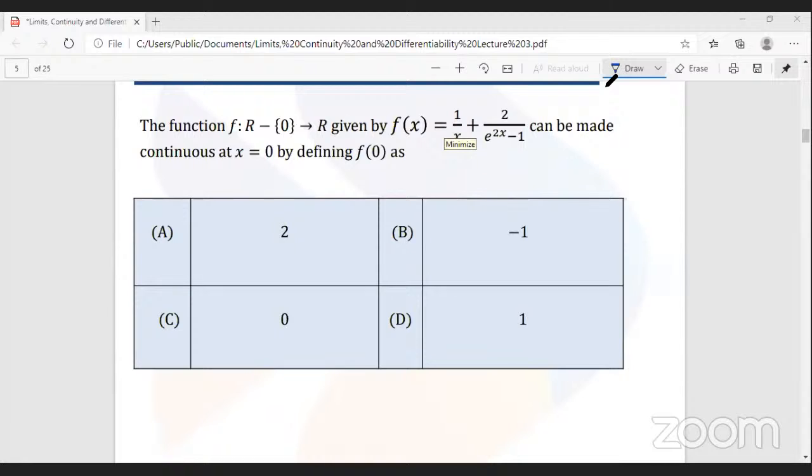Yes, you can apply L'Hospital if it is possible. But first you have to check the indeterminate form.